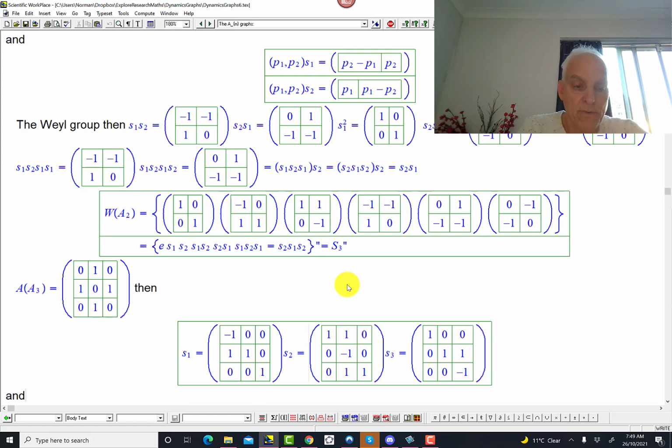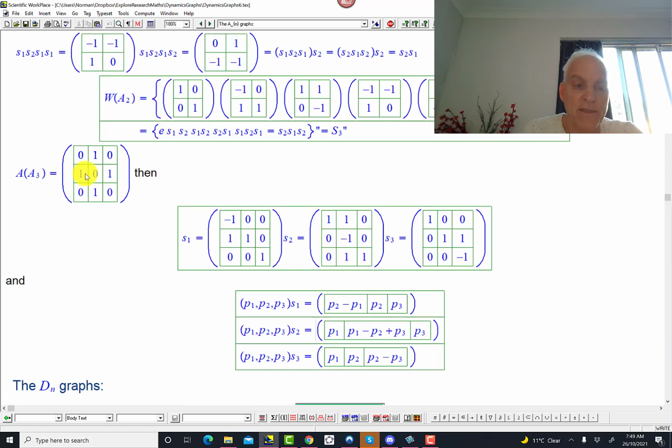Okay, so I'm not going to go into detail with the rest. So here is A3. I'm just going to present them. Okay, we do the same kind of thing. Here's the A3 adjacency matrix.